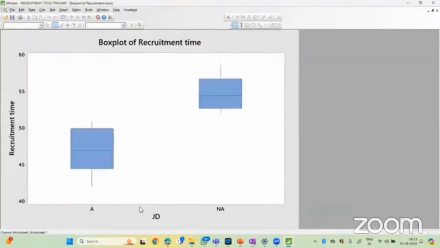It tells me that when the job description is available, my time taken varies between 42 days to approximately 50 days. When the job description is not available, my time varies between 50 days to around 56 days. I'm reading from there.